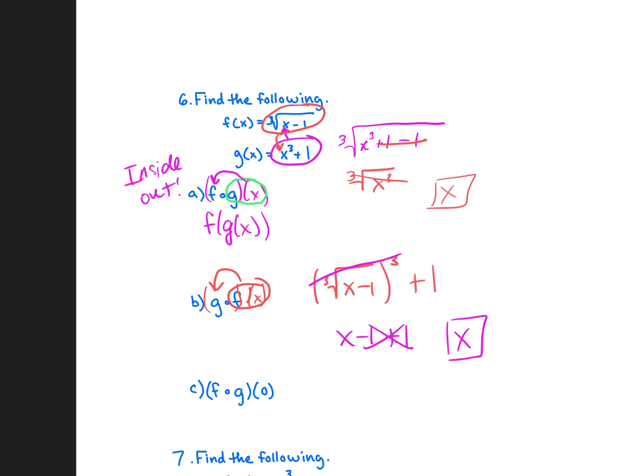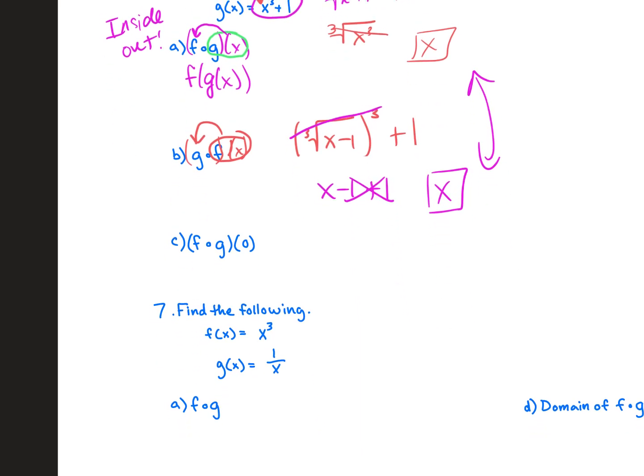When you take one function and plug it in, and then vice versa, and you get x both times, you just proved that they're exact opposites. But what are they asking you to do in C? Watch, circle it. They're telling you to plug 0 into g. Then what do you do with that answer? You plug it into the f.